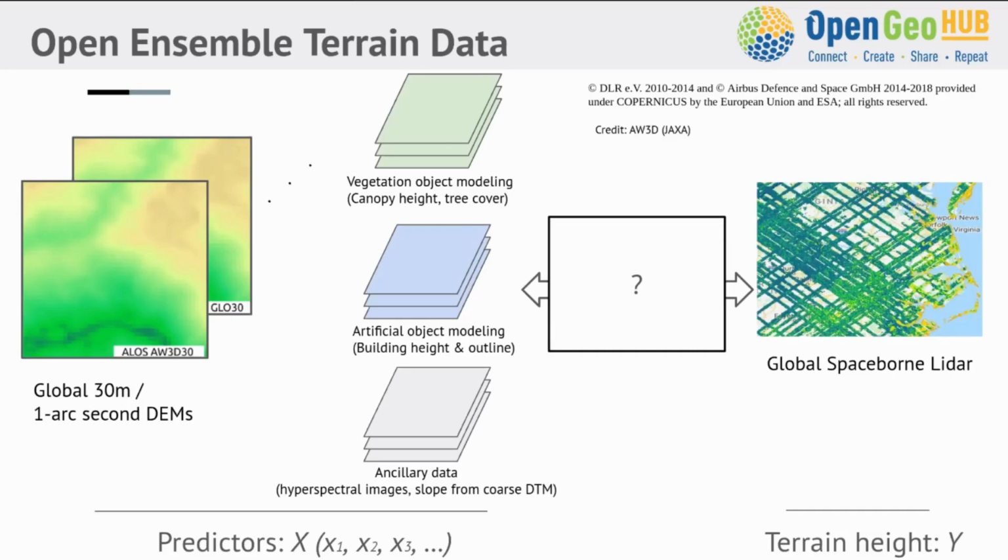So what we thought is adding more covariates in the model, to try to detect and subtract the vegetation and the artificial objects like buildings and factories, to create a single ensemble digital terrain model. We think we can use this kind of scheme with a simple random forest model, merging all these digital elevation models and vegetation or artificial object models in terms of height and boundary, but also some accessory data like hyperspectral images and other DTM sources from coarser resolution that have been fully open.